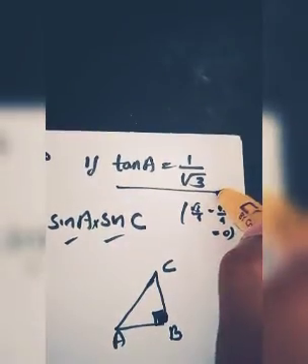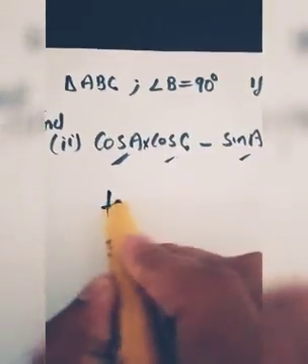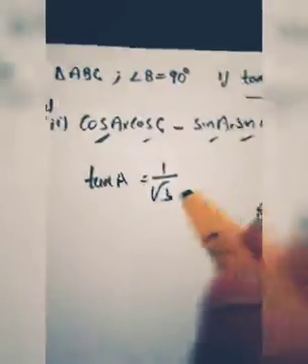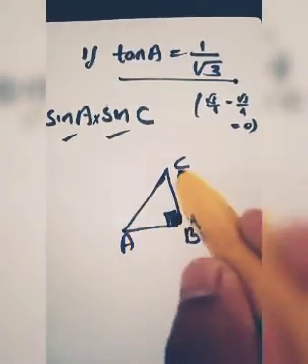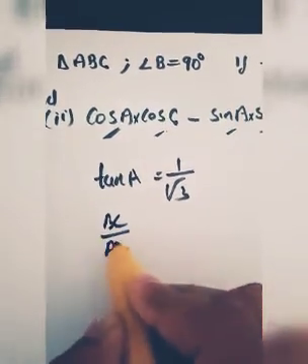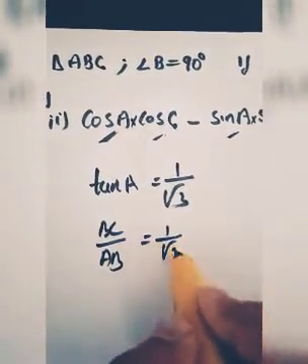Tan A is equal to 1 by root 3, that is given. What is tan A? Opposite by adjacent. So this is the angle A. Opposite means BC, adjacent means AB. So BC by AB is equal to 1 by root 3.